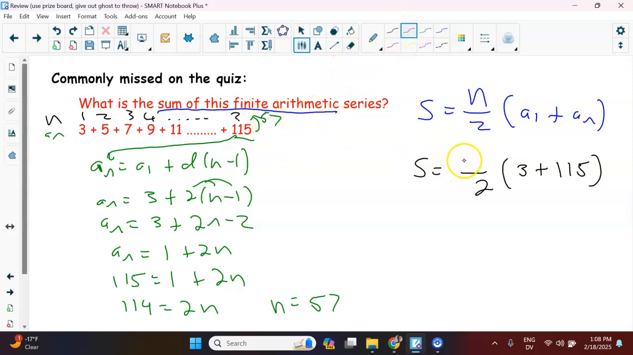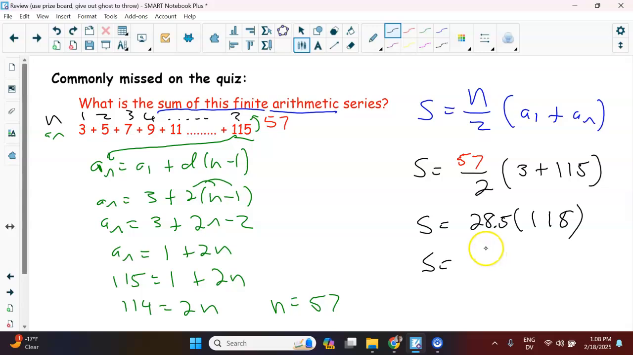Okay, and that completes the formula because now we know there's 57 total numbers in the sum. And now it's just crunching away on the calculator. Add those together, it's 118. 57 divided by 2 would be 28.5. And now multiply those two numbers together, and our sum is 3,363. So that's the sum of these 57 terms in that pattern.